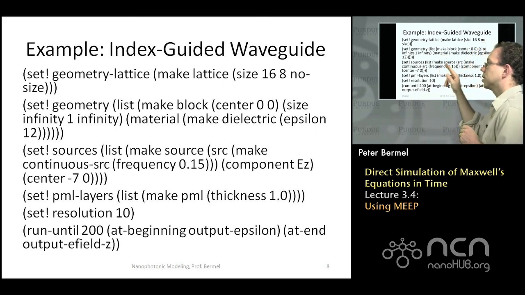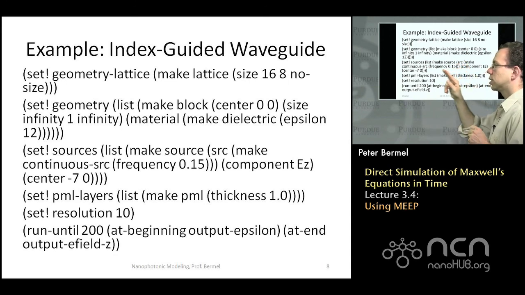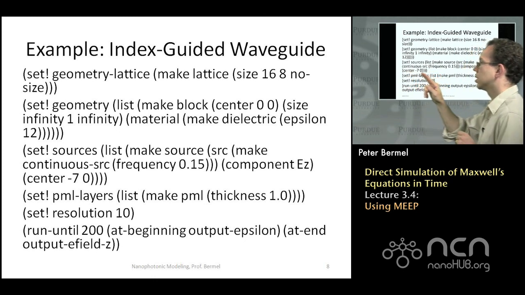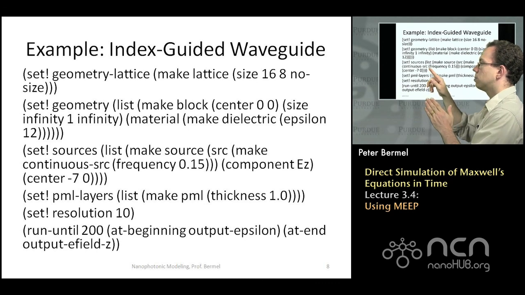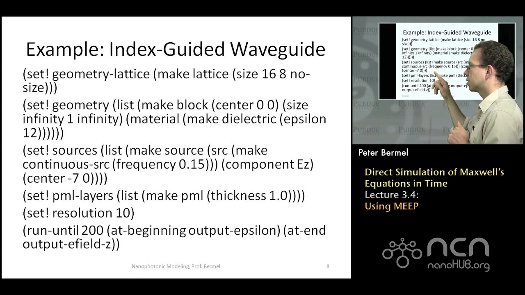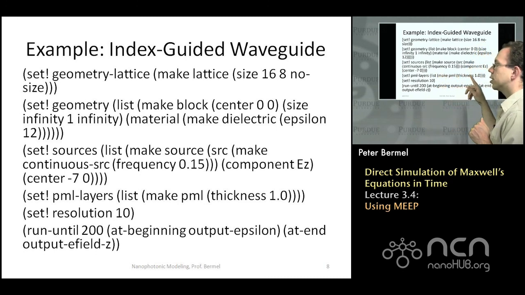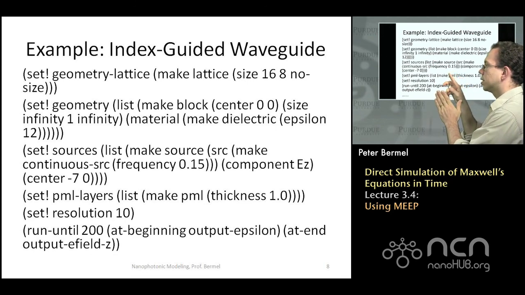And then you see here, we set up a source, which is going to be a CW source at frequency of 0.15, which is centered at -7,0. So this is kind of on one end of the lattice. And because the lattice is of size 16, -7 corresponds to one MEEP unit or 1a away from the very end because it goes from -8 to 8 in the x direction and then -4 to 4 in the y direction. And then you see here, we add a PML layer, which goes right up to that edge of where the source is located.